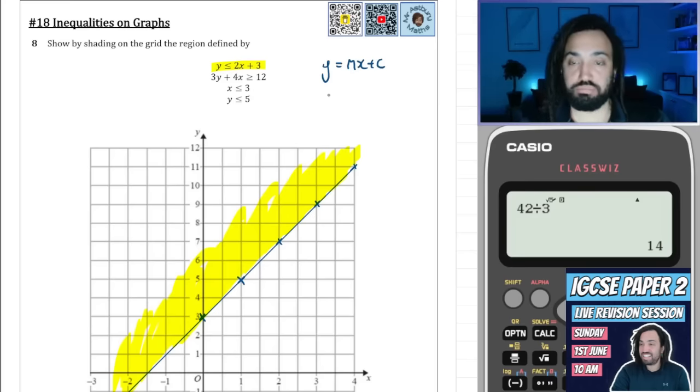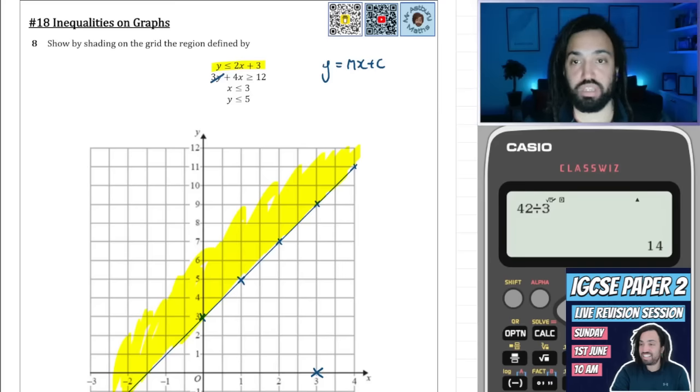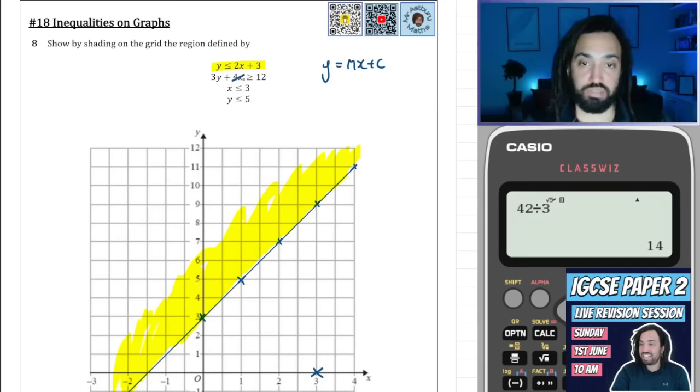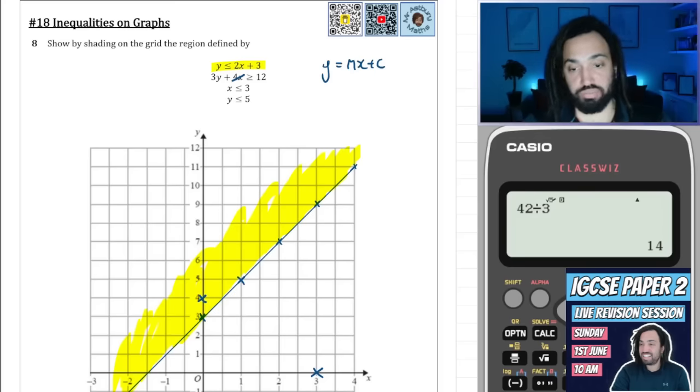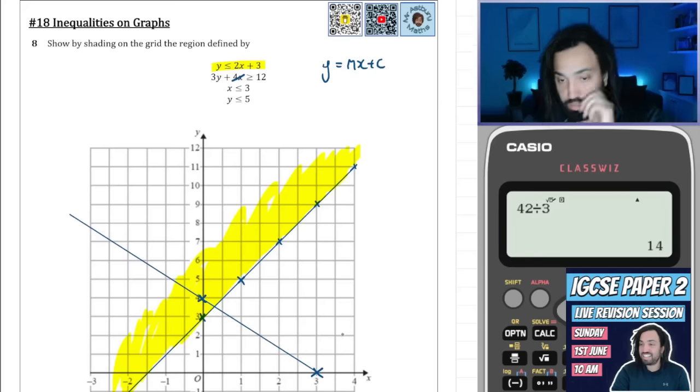Okay, now a quick way of drawing a line when it's written like this is just imagining what happens when y is 0. So when y is 0, we get 4x equals 12, so x is equal to 3. So you can put a little cross on the x-axis at 3. And then imagine what would happen if x was 0, then it means that 3y is equal to 12, which means that y is 4, so you can put a cross there on the y-axis at 4. And then you can join these lines up, like so. And there you have that straight line. Perfect.